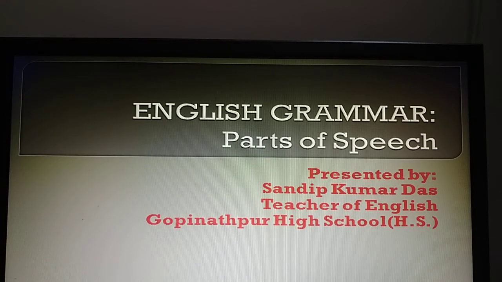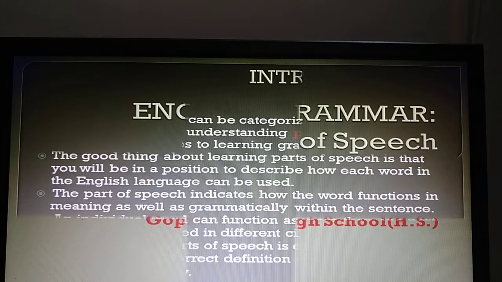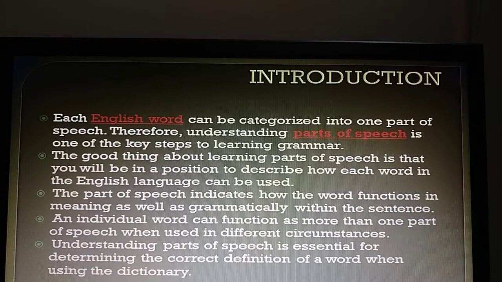Today I am going to discuss one important English grammar lesson. The topic of discussion is parts of speech. Each English word can be categorized into one part of speech. Therefore, understanding parts of speech is one of the key steps to learning grammar.